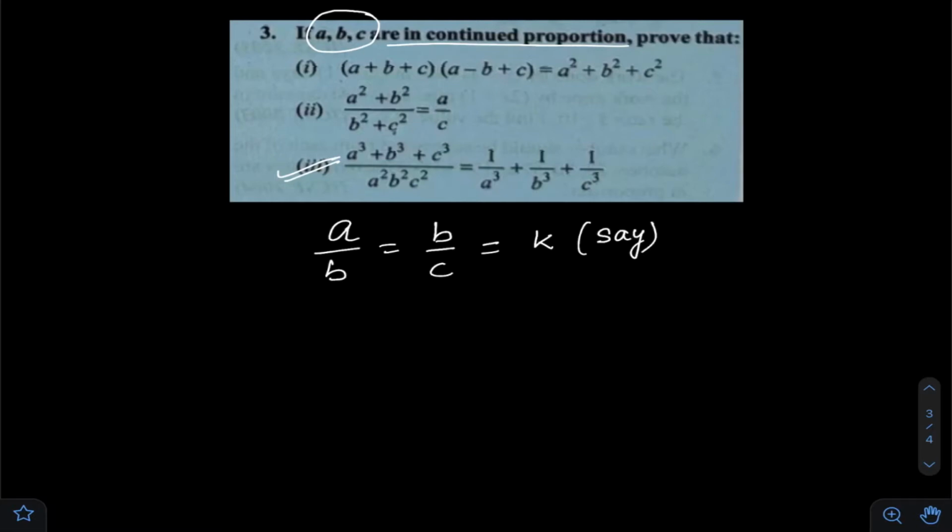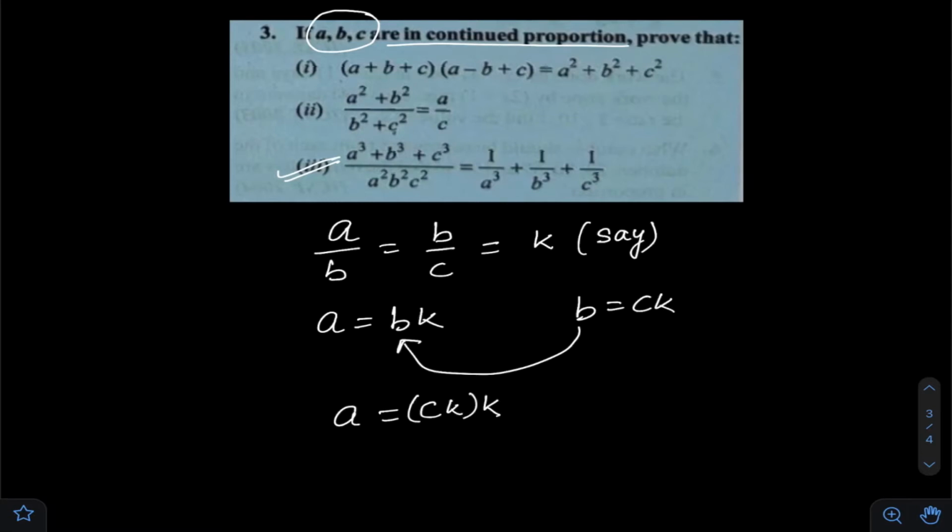Now find out the value of a from here. a is coming b into k and b is coming c into k. And we can replace, or we can put the value of b over here. So it will be a equals ck into k, or you can write a equals ck square, and b will remain the same. It is equal to ck.